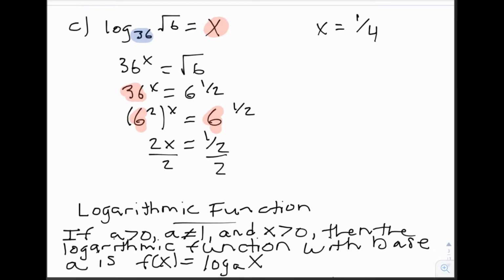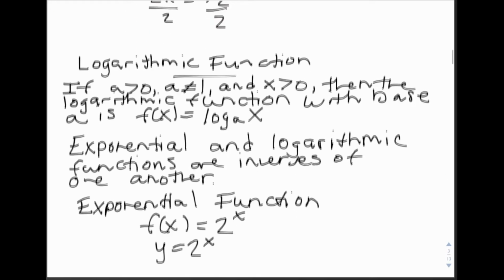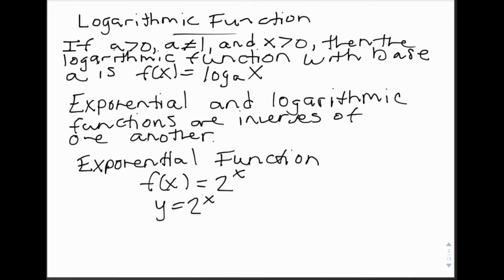Okay, let's go ahead and look at the logarithmic function here. So if a is greater than 0 and a is not equal to 1 and x is greater than 0, then the logarithmic function with base a is f of x is equal to log base a of x. So exponential and logarithmic functions are basically going to be inverses of one another. So now we can go ahead and perform the steps in order to show that these two are inverses of one another. So first we start with f of x is equal to 2 raised to the x. We're just going to use this as an example.